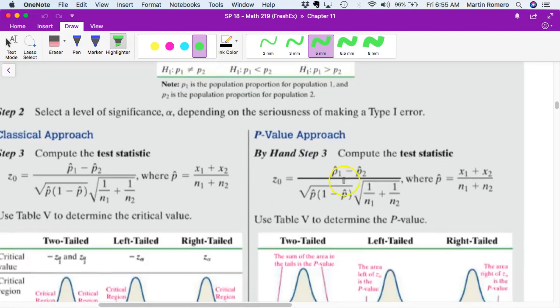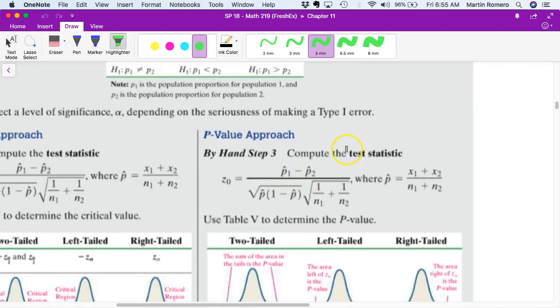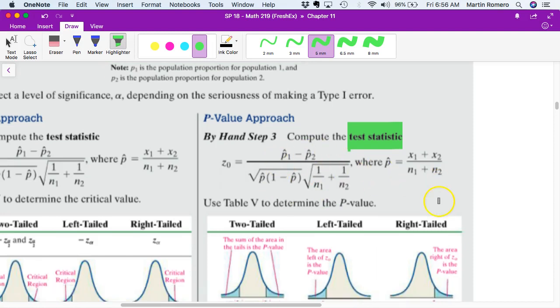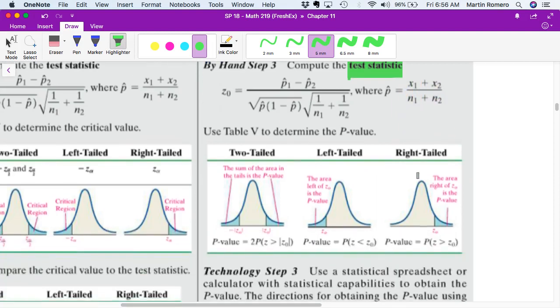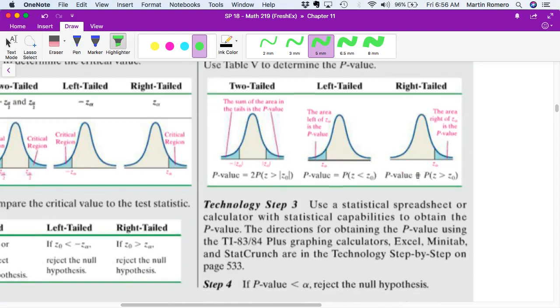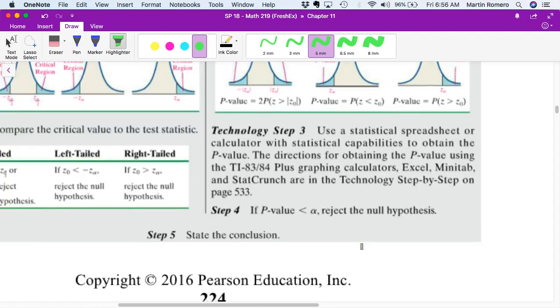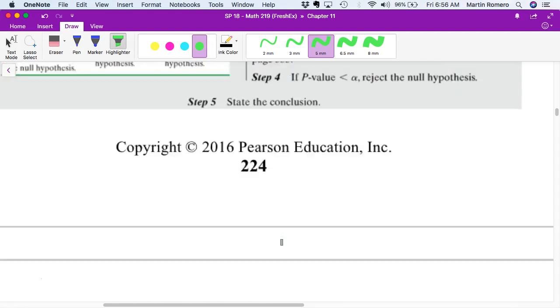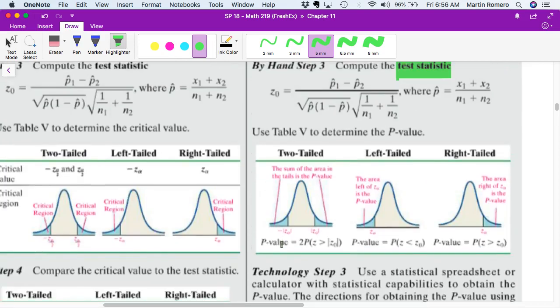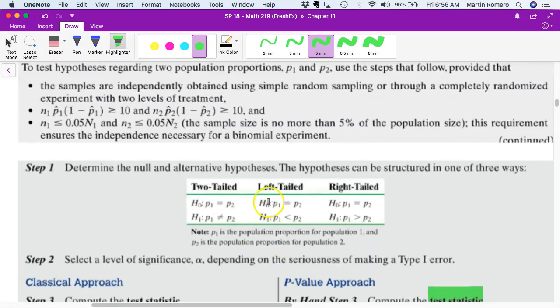So we label it p1, p2 because we have two samples. And if we use the p-value approach, if we were going to do it by hand, same idea. We calculate a test statistic. StatCrunch will do that for us, but you can see where there's room for a mistake. There would be a p-hat. You end up pooling it, but again, we're going to use StatCrunch to do that for us. Then we check to see if the p-value is less than alpha. If so, reject the null hypothesis. Then you go ahead and state the conclusion. So it's the same exact stuff. We just have to make sure we set it up correctly.